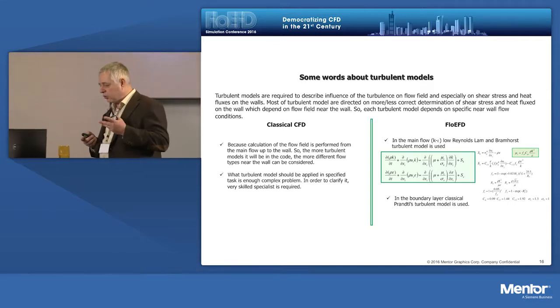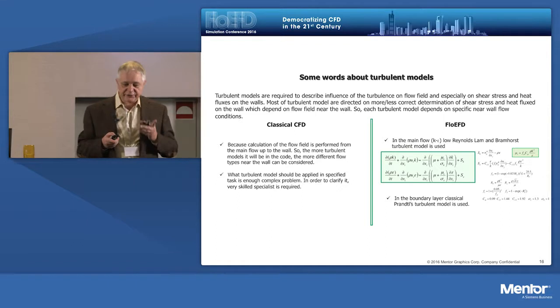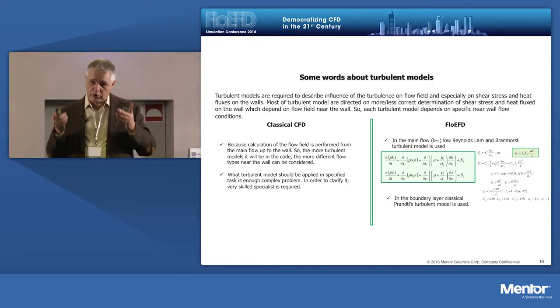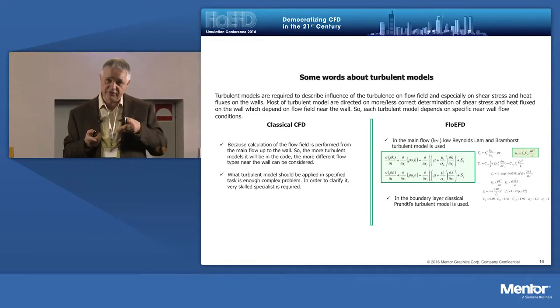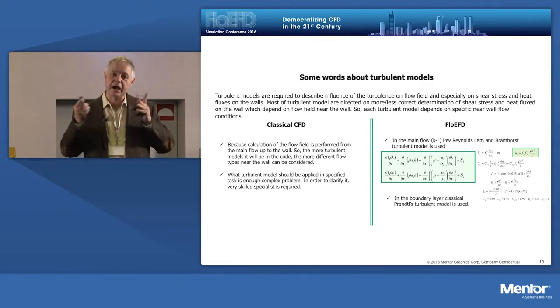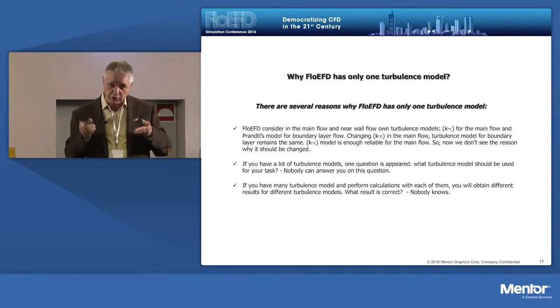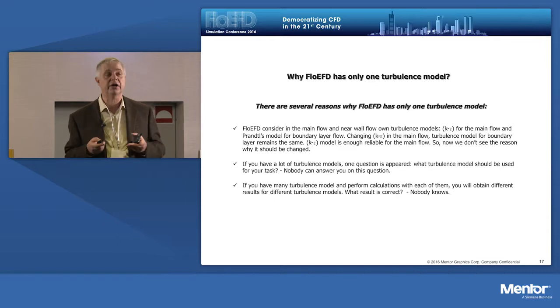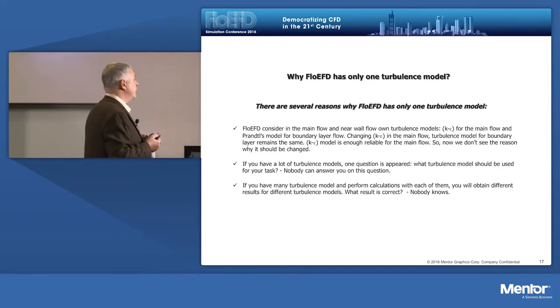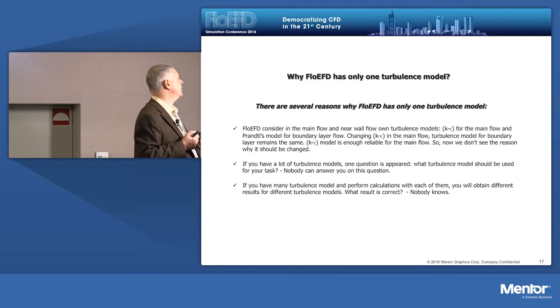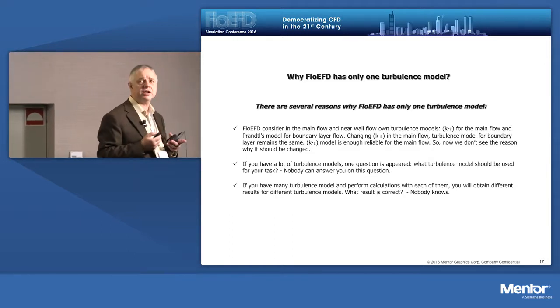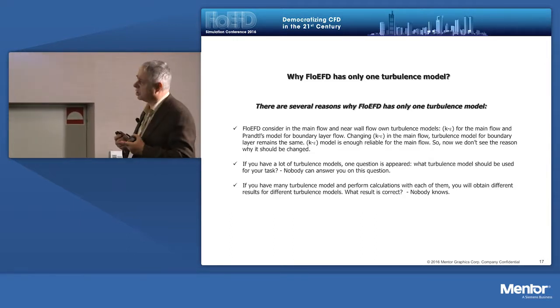But in fact, the correct answer is we have one turbulence model in the core flow, and what we have in the boundary layer is a combination of a wide variety of turbulence models which were transferred into an analytical or semi-analytical approach. In fact, it's not a K-epsilon model. It's very far from it.